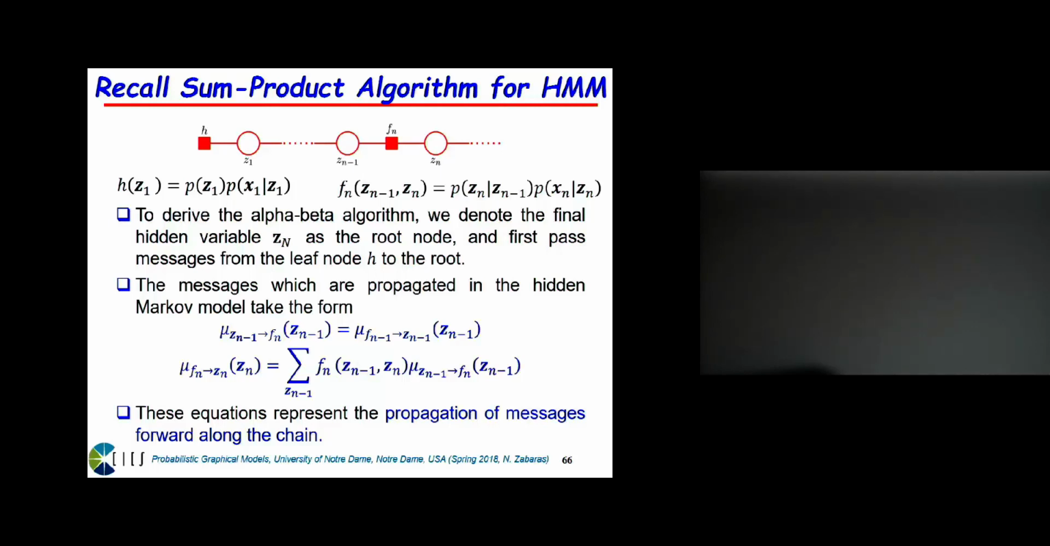The first equation basically says that the message that the node passes to a factor is the same as the message the previous factor passes to this node. So in essence, it emphasizes that we are happy to only work with messages from factors to nodes. We don't need to bother with messages from nodes to factors. All right? So this is the forward message passing, and we call this the alpha message.